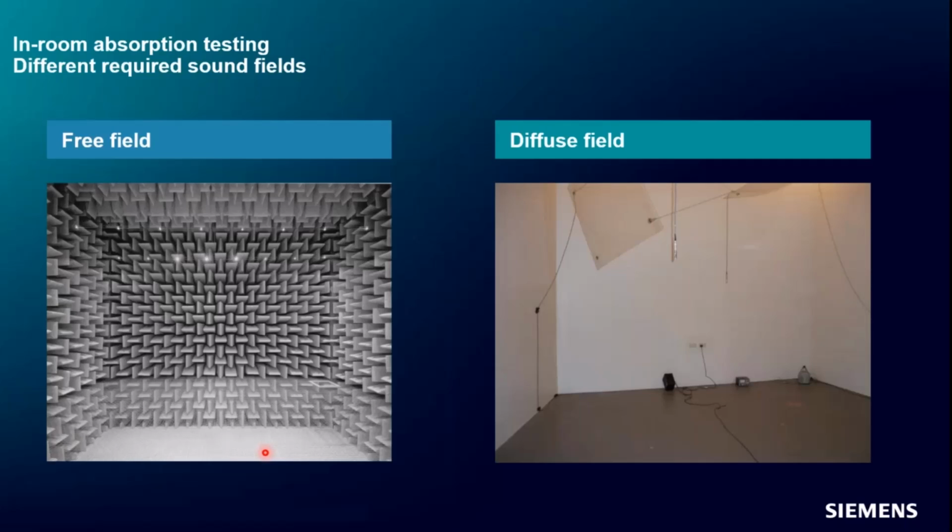And we will use these two acoustic fields that we mentioned in the beginning, the free field, where there are no reflections, and the diffuse field, where there are really only reflections or a ton of reflections. We're going to use both of these in different ways to accomplish these two types of measurements.